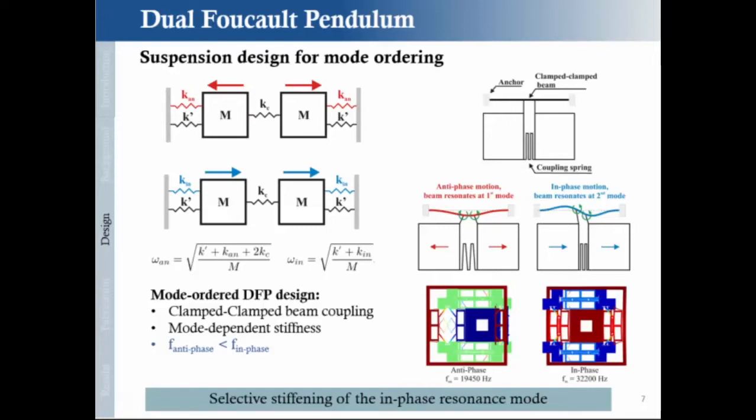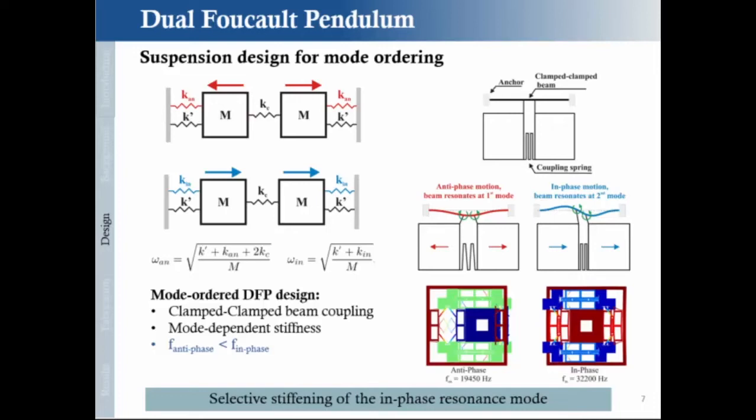So this is a pretty neat approach, I think. You couple the devices by a cantilever beam. Clamp the cantilever beam, these are the two masses. When the two masses are operating in antiphase mode, the beam will buckle at its first mode. But when they are moving in phase, the beam will couple in the second mode.